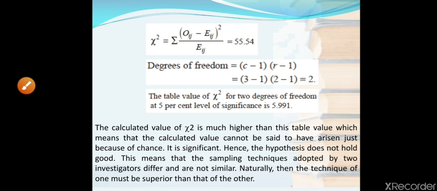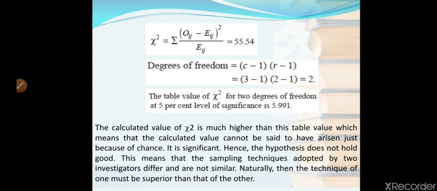So that comes out to be 55.54. This is our calculated chi-square value. And degrees of freedom are (C minus 1) into (R minus 1). As I told you, columns are 3 and rows are 2. So (3 minus 1) into (2 minus 1) comes out to be 2.